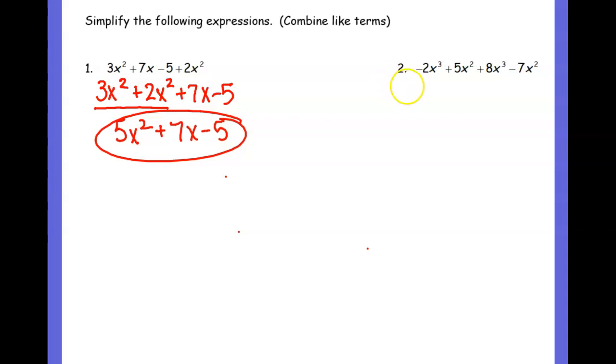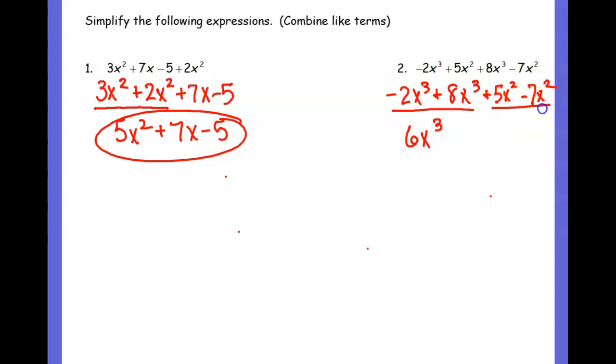So I'm going to put them in order. Negative 2x to the third plus 8x to the third plus 5x squared minus 7x squared. I've got 1, 2, 3, 4 terms. I'm going to group my like terms. Negative 2 plus 8 is 6x to the third, and then I've got my x squared, so I'm going to group these two. 5 minus 7 is a negative 2, so it's negative 2x squared.